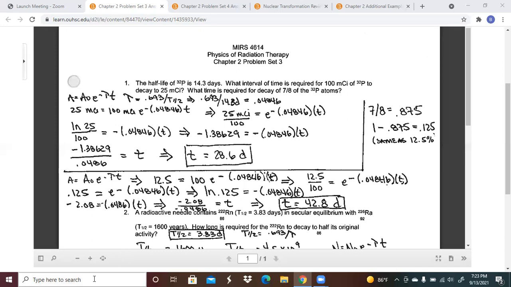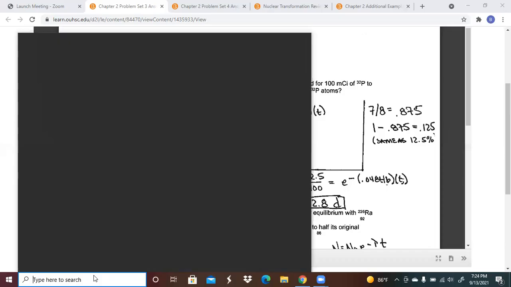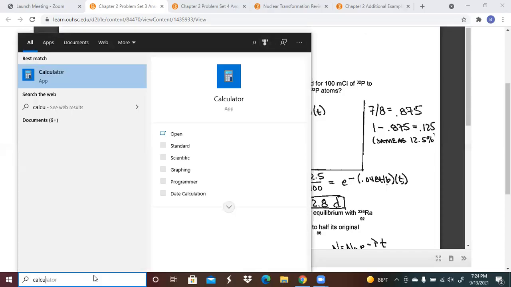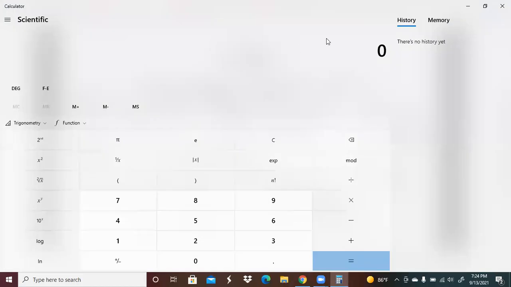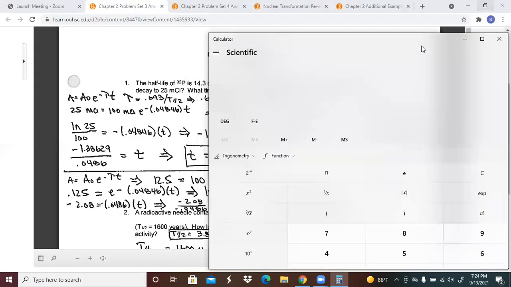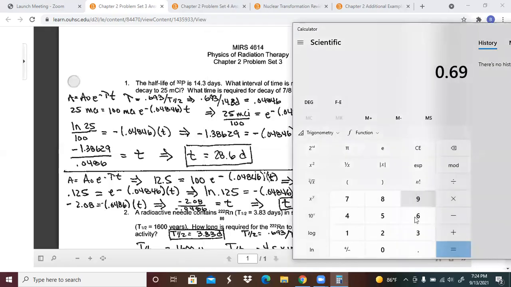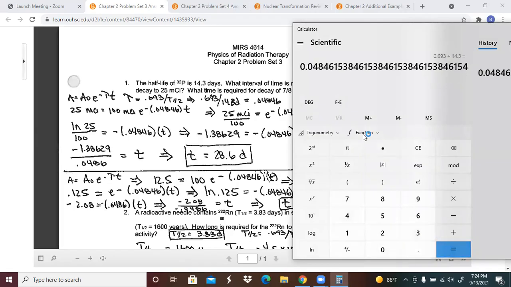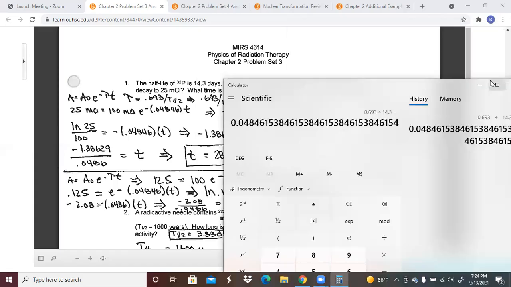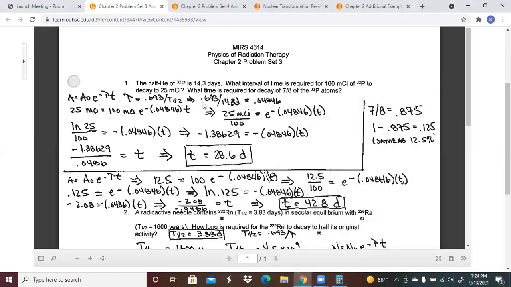Let's work that out on the calculator just to make sure, because I want you guys to make sure I'm not making a mistake here. Okay. So we've got 0.693 divided by 14.3. Okay, so that's 0.04846. Okay, so there we go.